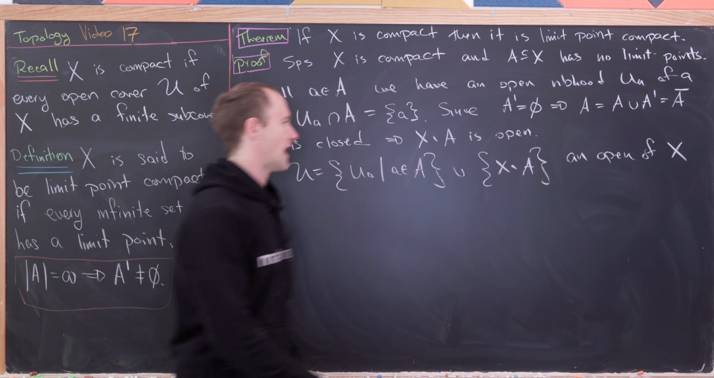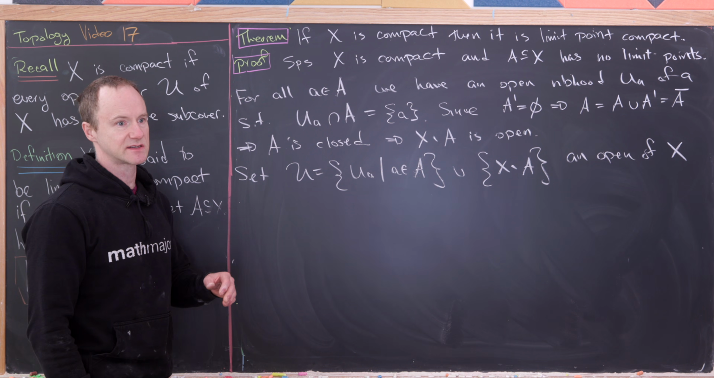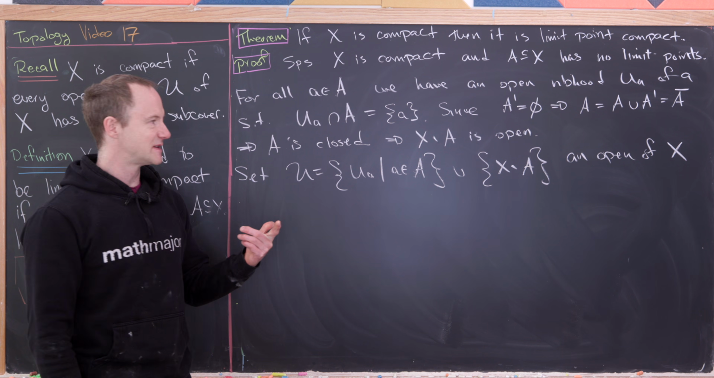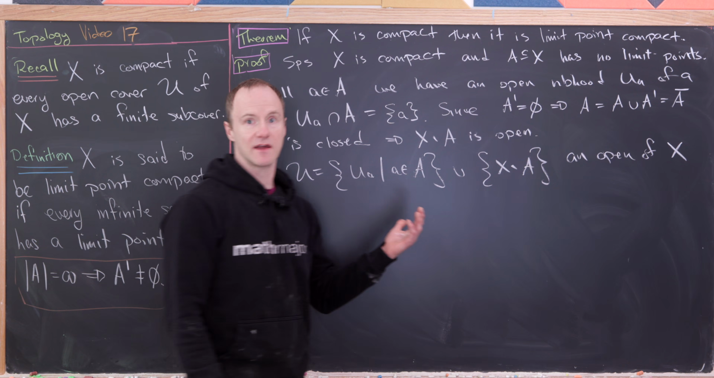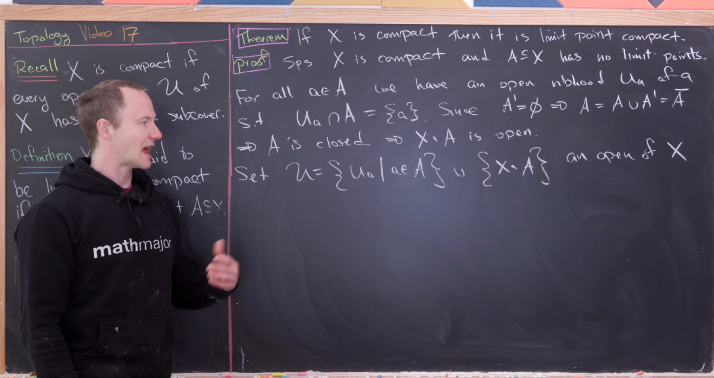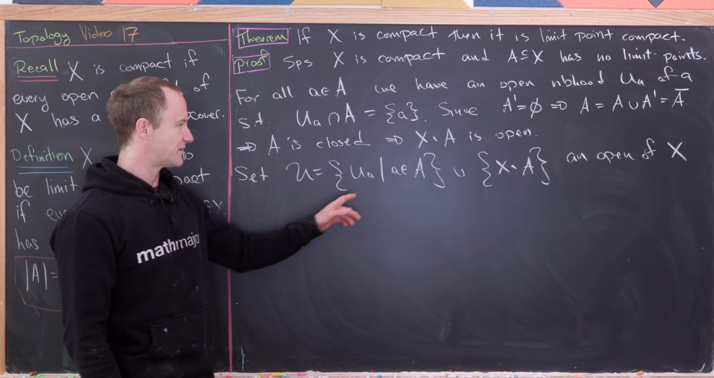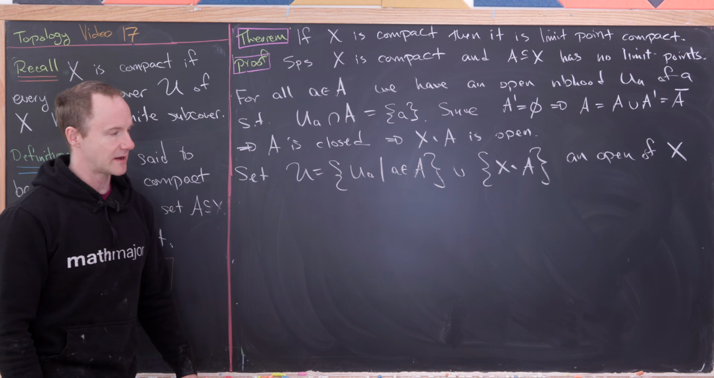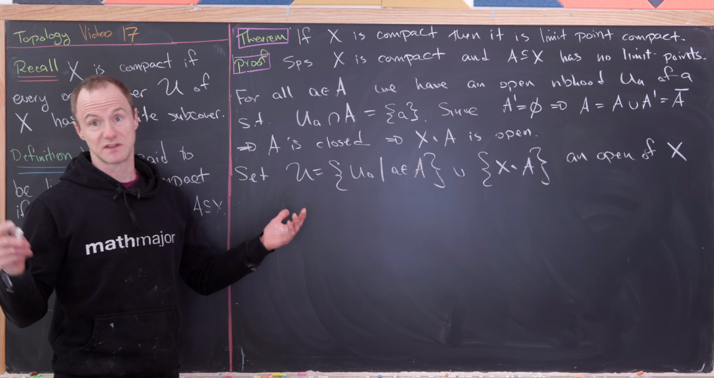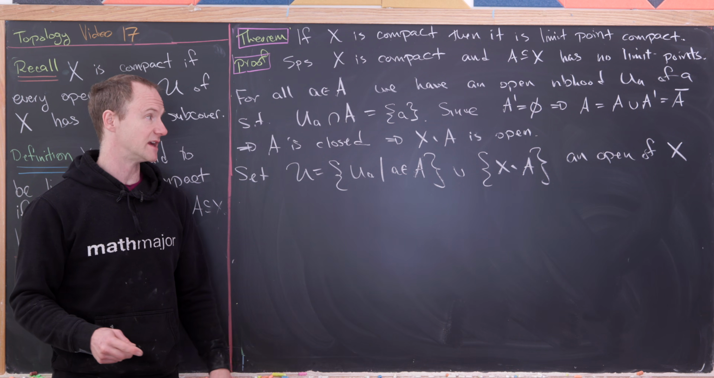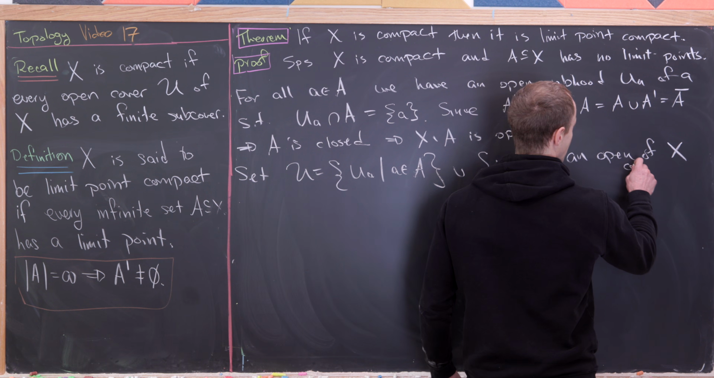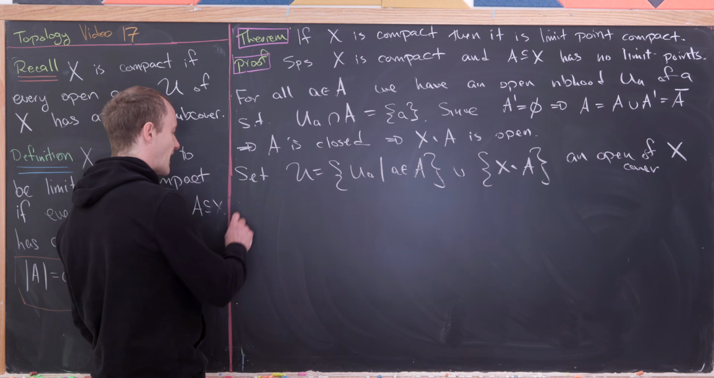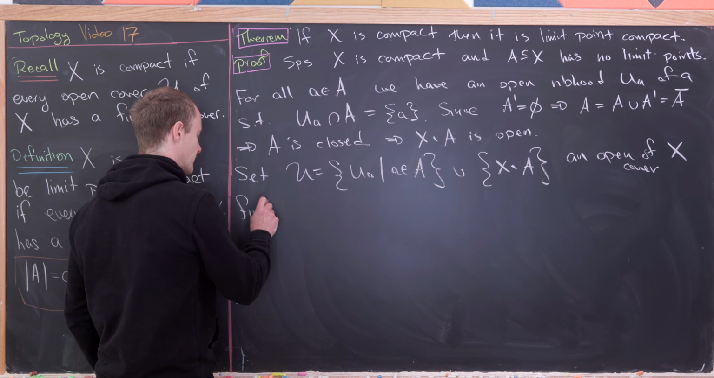Well, notice that X breaks down into two pieces, the elements of A and the elements outside of A. The elements outside of A are all inside of this set, the complement of A. But then the elements inside of A, each of them is connected to their own U sub A, and it's inside of that U sub A. So I think that is sufficient to argue that this is an open cover of X. Okay, good. But now let's find a finite subcover.